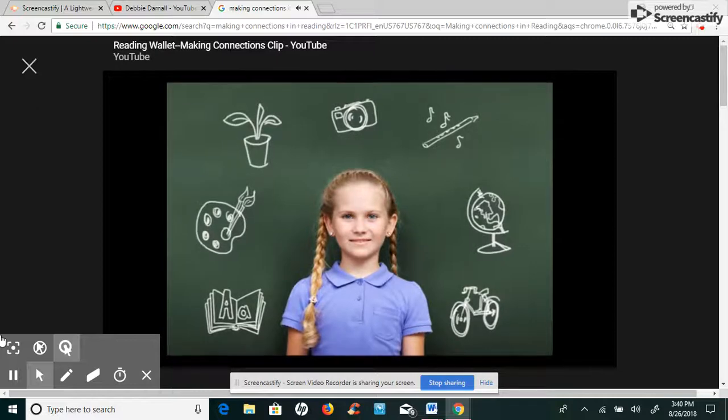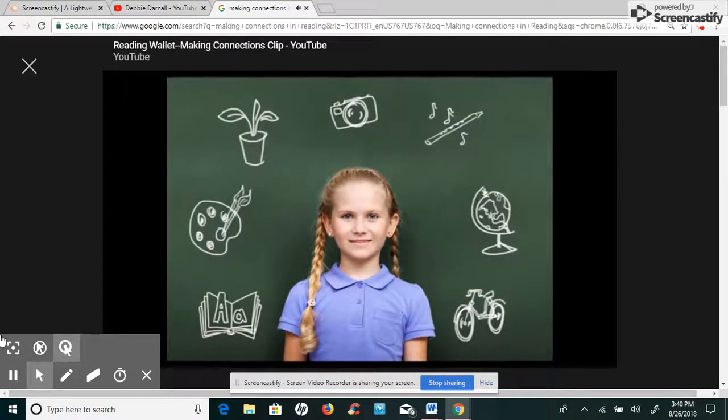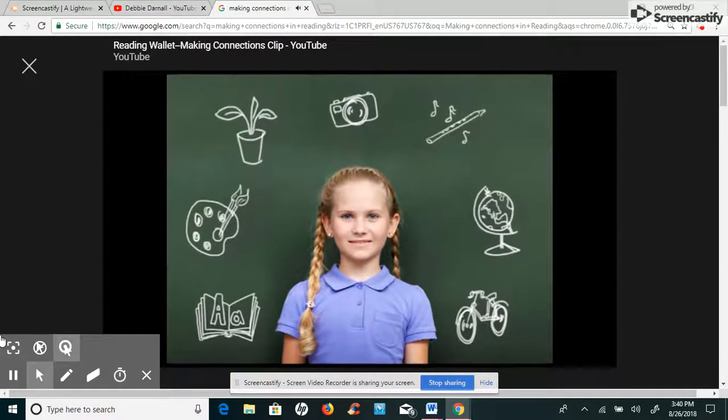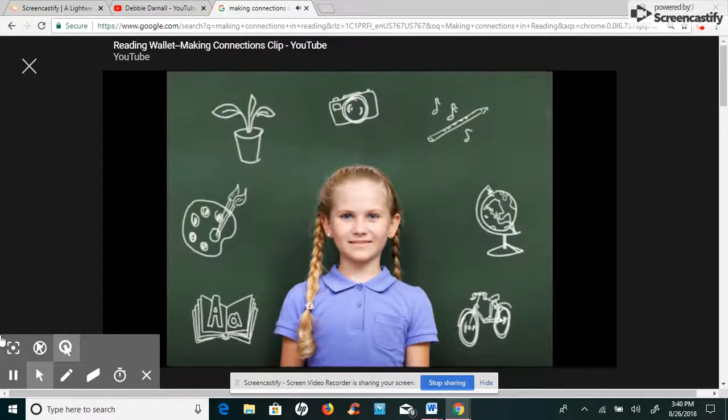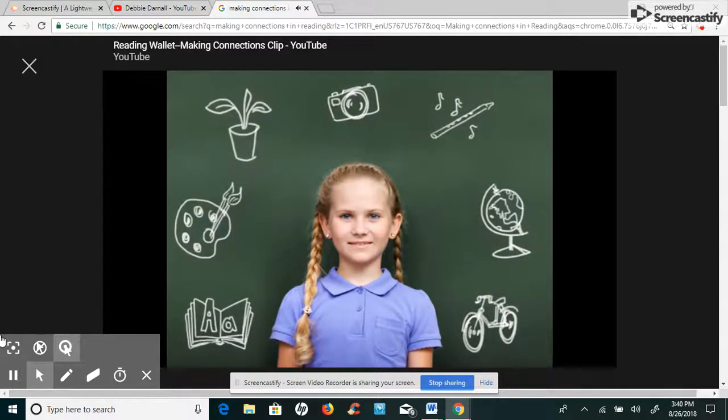Making connections when you read is fun because you get to think about what you know. And when you think about what you know, it helps you understand a story better. This is a great reading strategy, and you should practice doing this when you read.